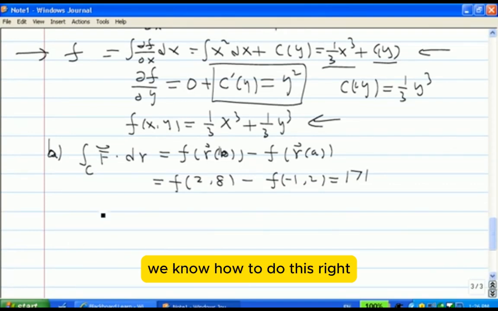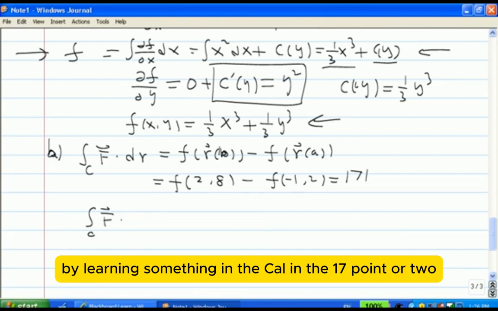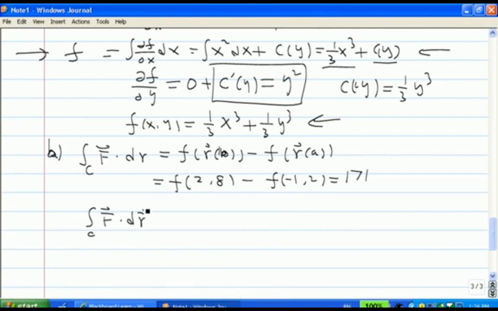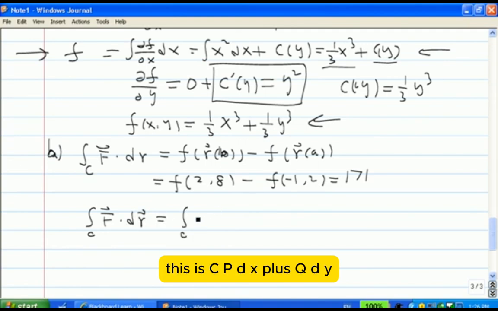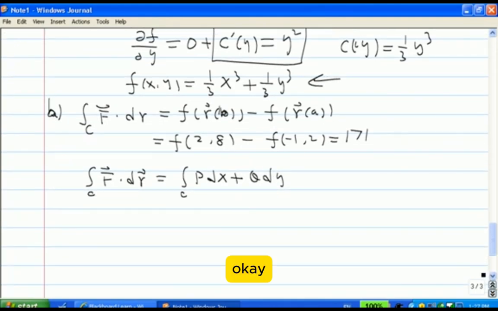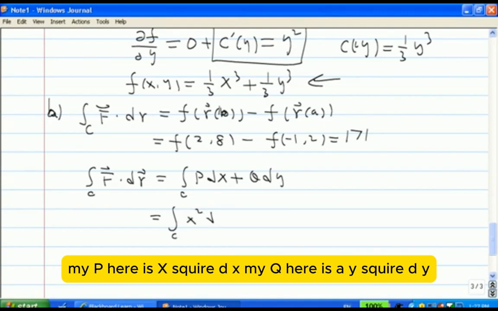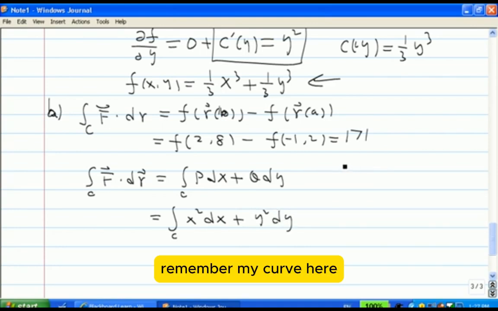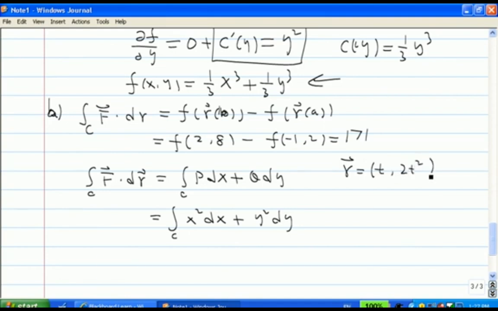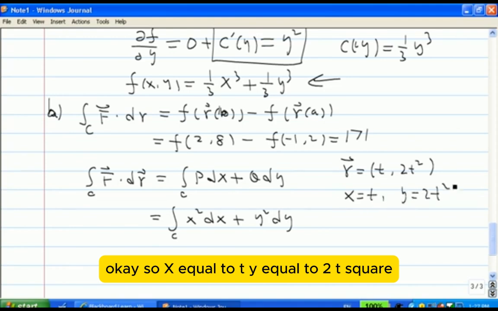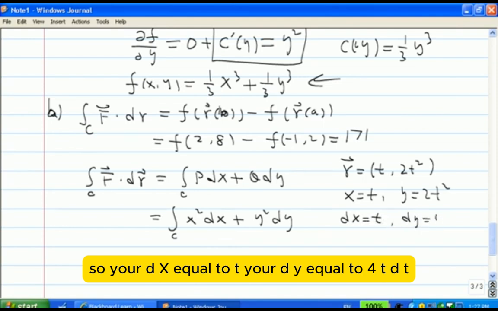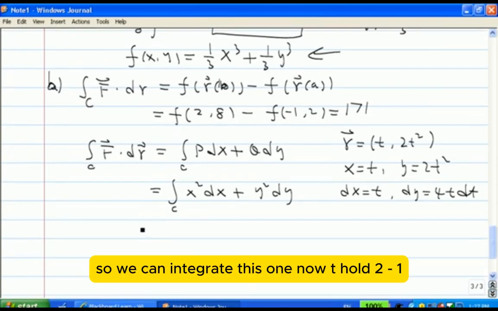Now let's do that again. We know how to do this, right? From what we learned in 17.2, this is the integral over C of P dx plus Q dy. For this case, my P here is x squared dx, my Q here is y squared dy. Remember, for my curve here, you always need to find the parametric equation. It's t and 2t squared, right? So x equals t, y equals 2t squared, so your dx equals dt, your dy equals 4t dt. So we can integrate this one.